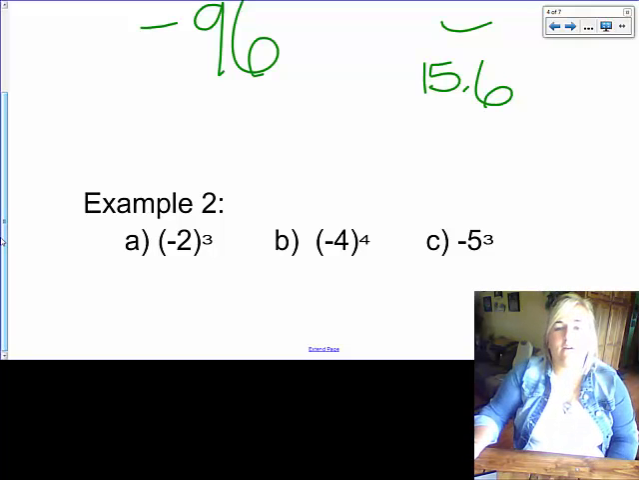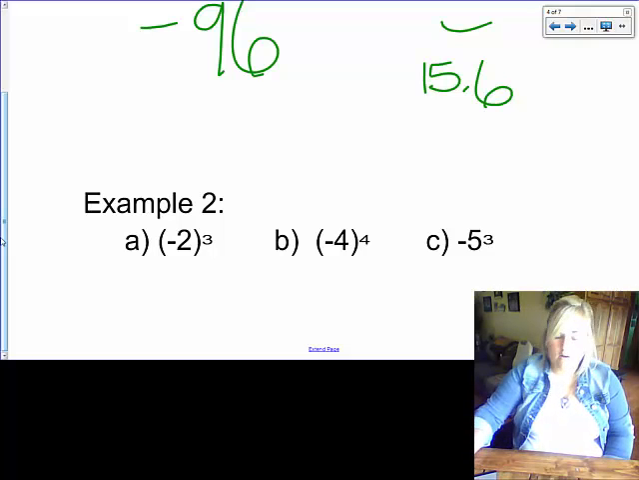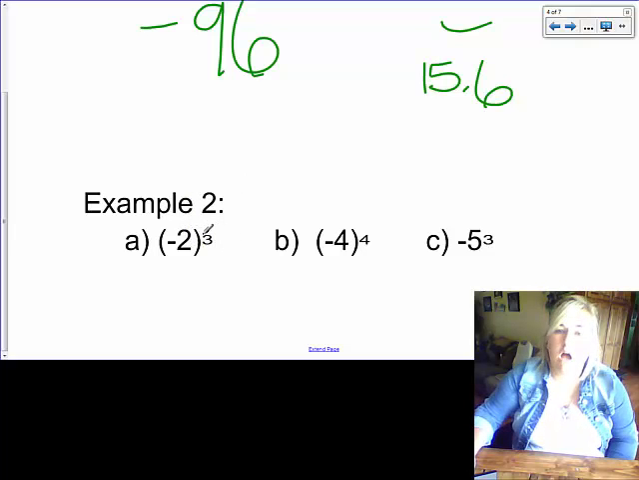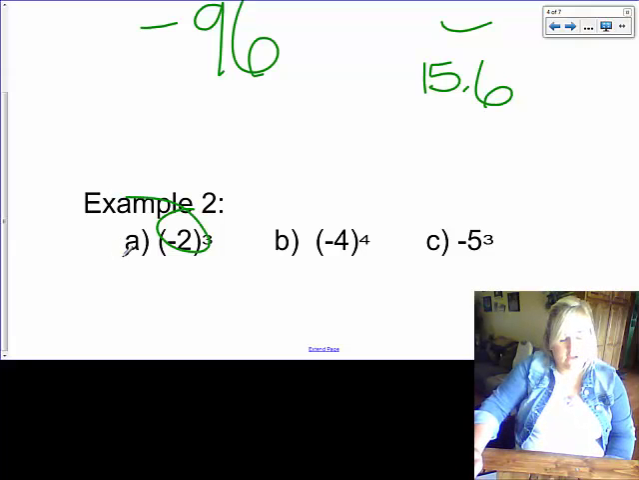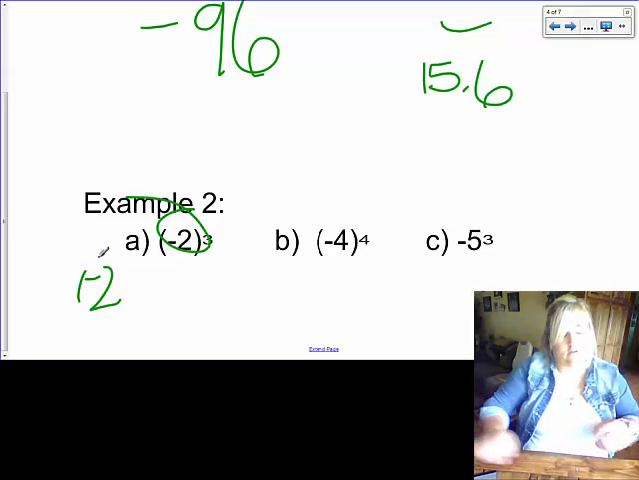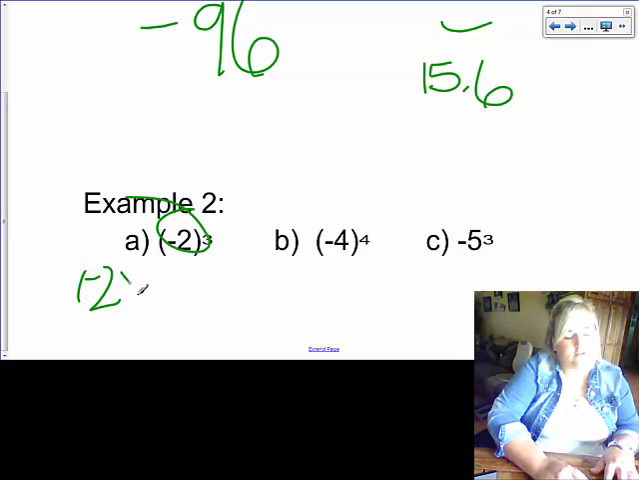On example 2, this part is very, very important. Parentheses with negatives and exponents are so important. Whenever I have an exponent of 3 here, it's touching these parentheses, which means it belongs to everything inside the parentheses. And inside the parentheses, I have negative 2. So this means that I'm taking negative 2 times a negative 2 times a negative 2.